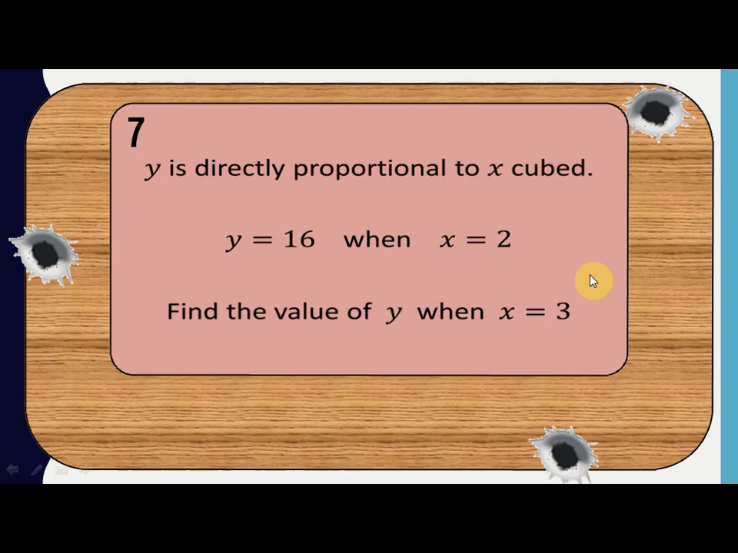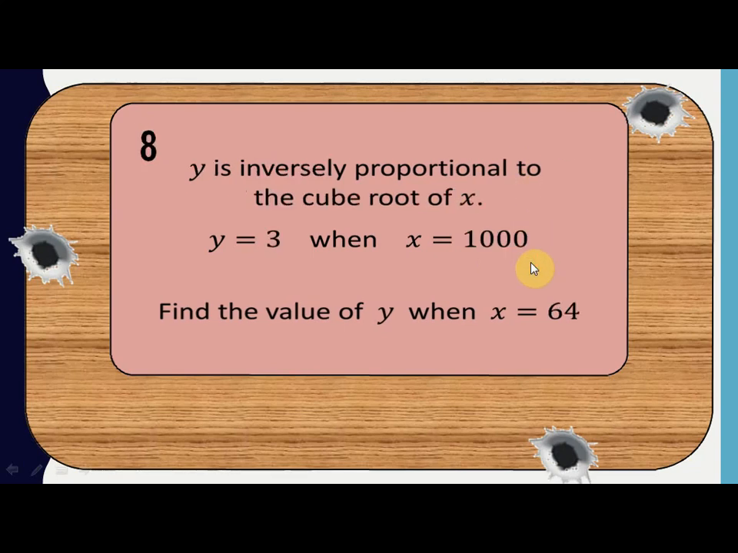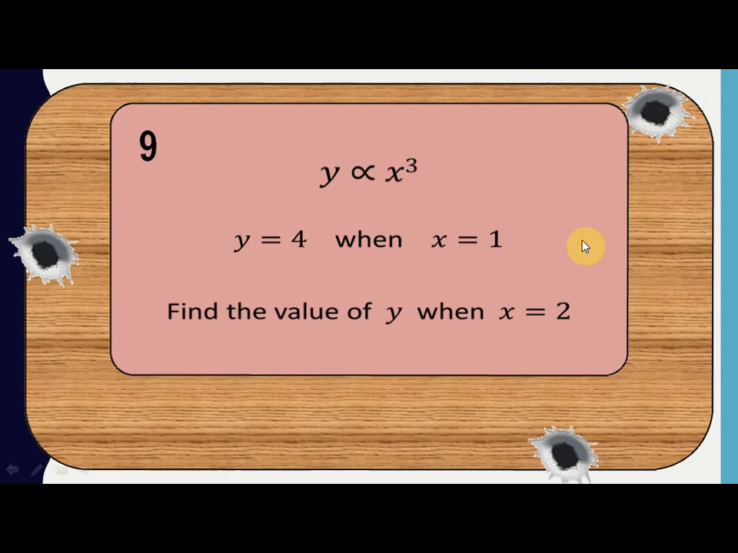And question number 7 is y is inversely proportional to x cube, or x cubed, which means x power 3. Question number 8 is y is inversely proportional to the cube root of x, and question number 9 is y is directly proportional to x cube. Question number 10 is y is directly proportional to the cube root of x. Now you can just put the values of y and x in this equation. You calculate the value of K, then moving on to the second part.